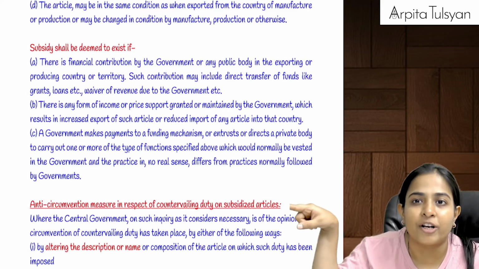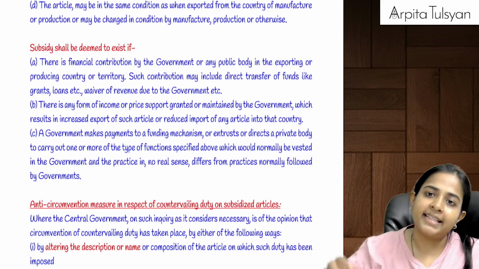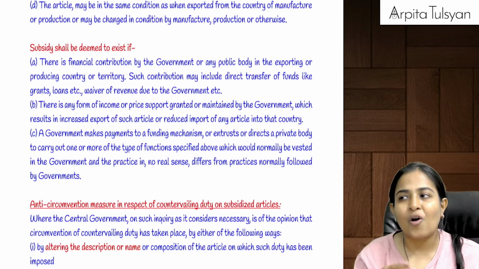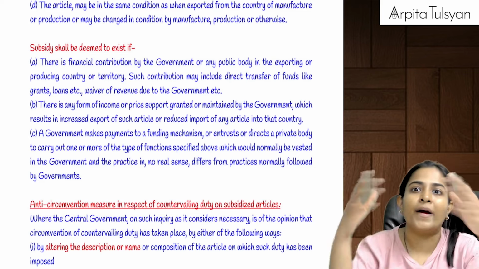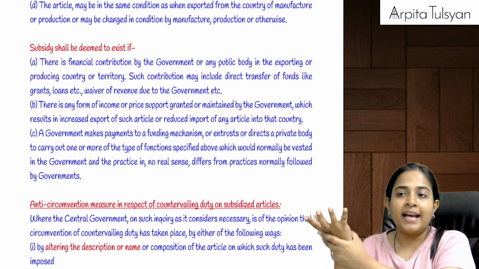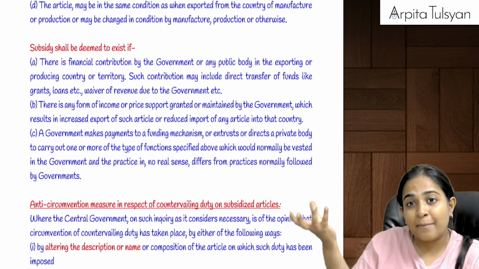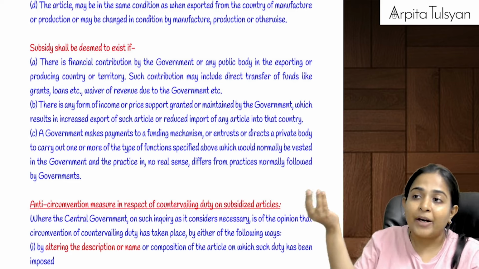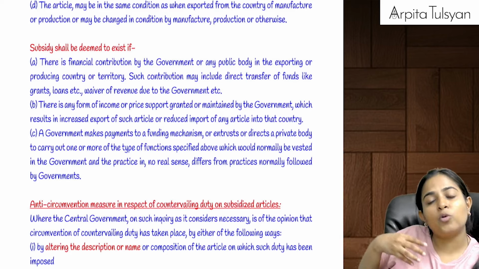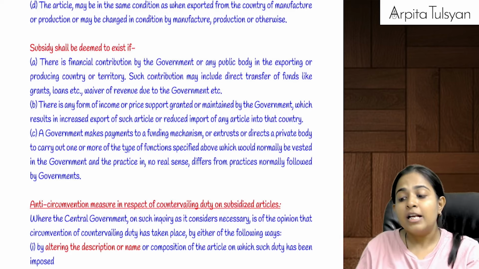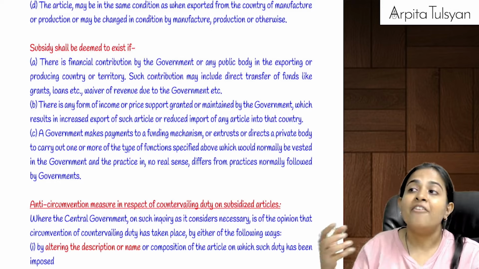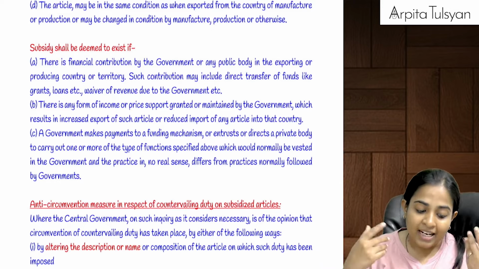its exporter. Means the Japan government is telling the exporter that either we will give you some grants or we will waive off your loan, but you do exports. So can we say that the Japanese exporter is getting a benefit from its own government, and because of that benefit it is giving to us at a lower price. So because of the subsidy we are able to import at a very low price.